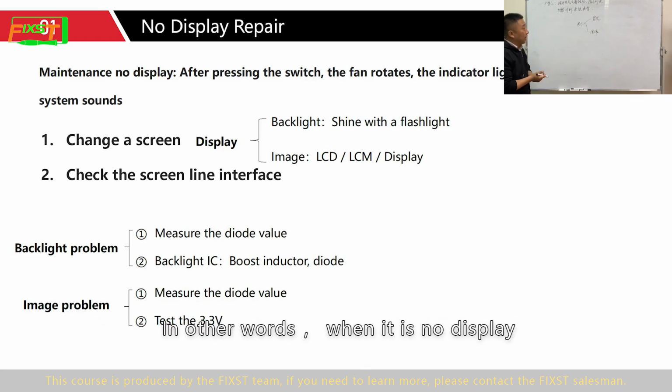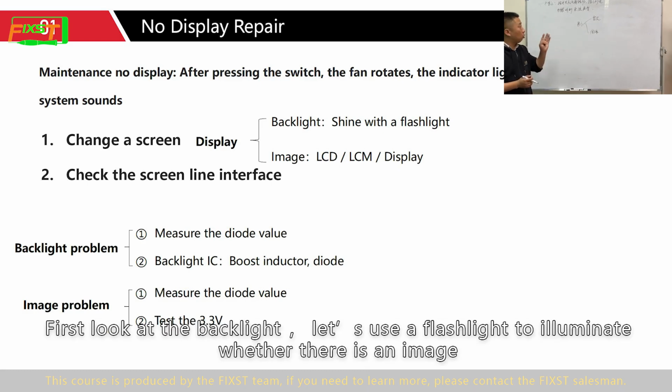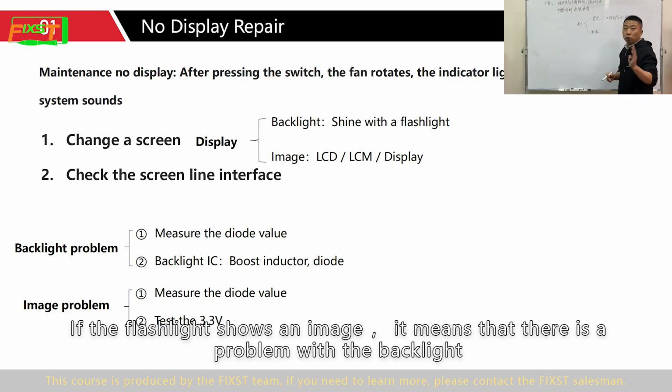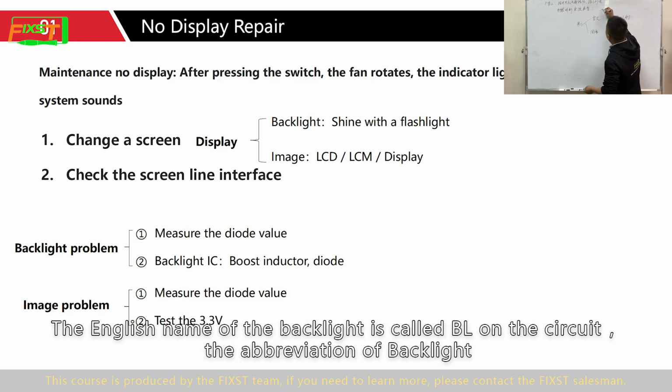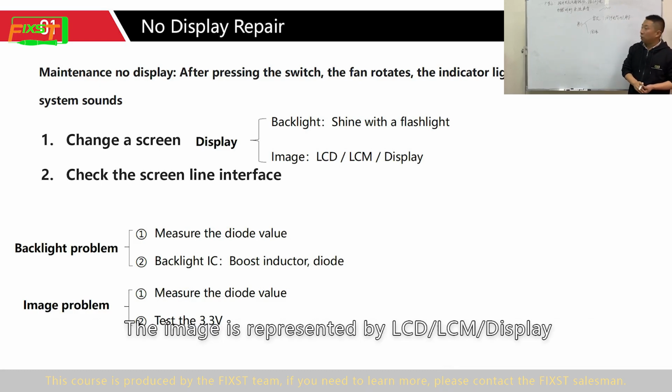In other words, when it is no display, first look at the backlight. Let's use a flashlight to illuminate the screen and see whether there is an image. If the flashlight shows an image, it means that there is a problem with the backlight. The backlight is called BL on the circuit, the abbreviation of backlight. The image is represented by LCD, LCM display.